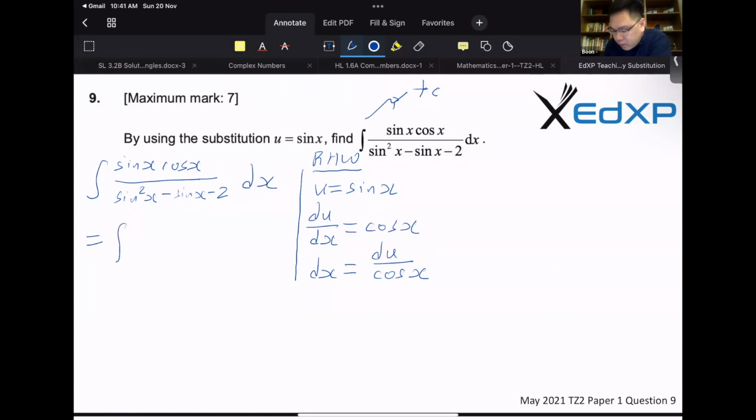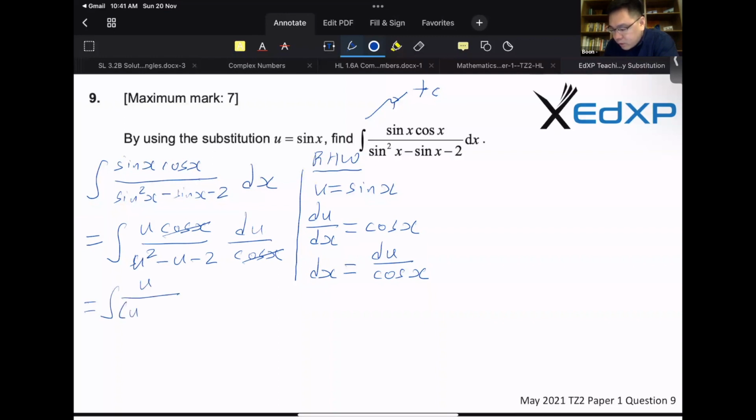So the next step, I will replace everything with u. So sine x is u. If you're not sure what cos x is, you can leave it there first. We have u squared minus u minus 2 at the bottom. And dx, as shown, is du over cos x. We can see that the cos x cancels out, and we get an expression in terms of u.